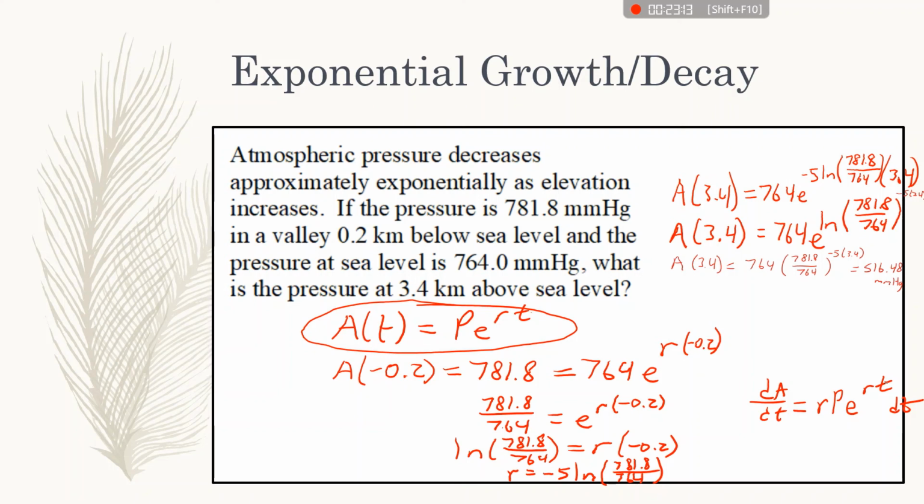Okay, units would be millimeters of mercury, so that's pressure, in terms of your times compounded, which in this case is measured in kilometers. So how high you are above the surface, above sea level. Okay, any questions on anything?